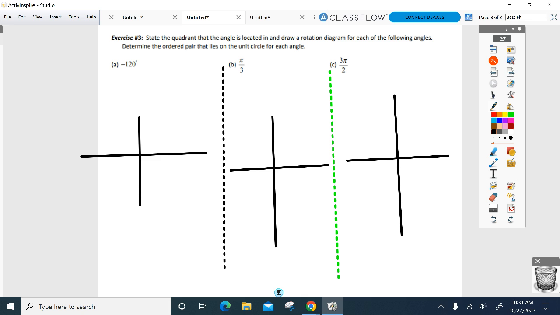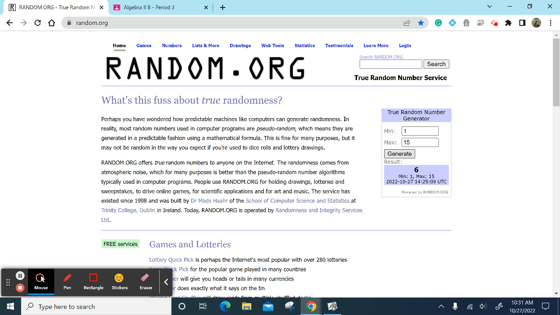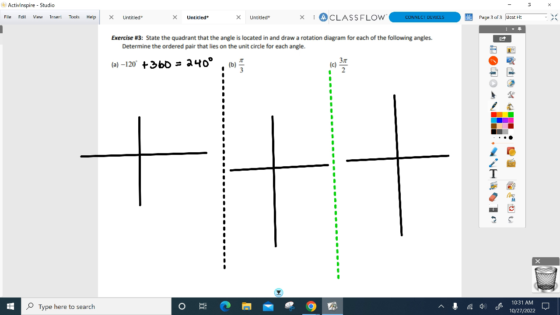-120. We didn't graph any negative angles on the unit circle, so what do you suggest that I do first? Add 360 like we usually do. So our focus now is at 240 degrees. Okay, question 1. What quadrant am I in? 240, take your time. Quadrant? Good. Quad 3.